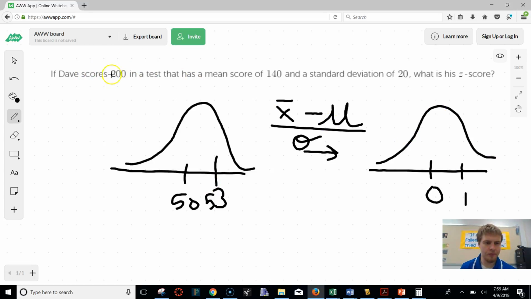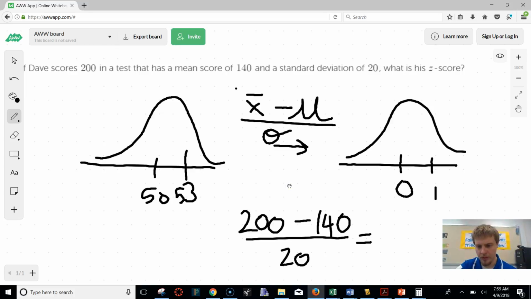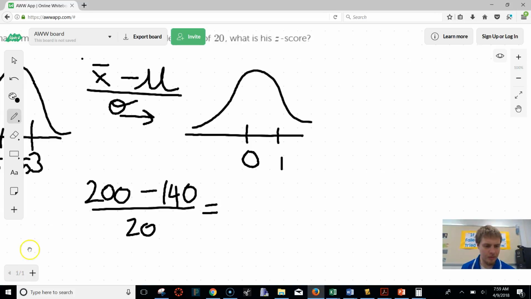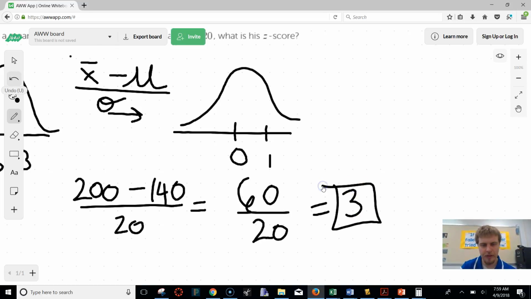So we have a score of 200, which is our x. I have my mean of 140, so I'm going to subtract my mean of 140. And I have a standard deviation of 20, so I'm going to divide by 20. So my z-score in this situation would be 60 over 20, which would be a z-score of 3. Okay. So when we're doing this, just make sure that for your z-scores you're using x bar minus mu. Okay, let's do 2 more quick questions and then we should be good.